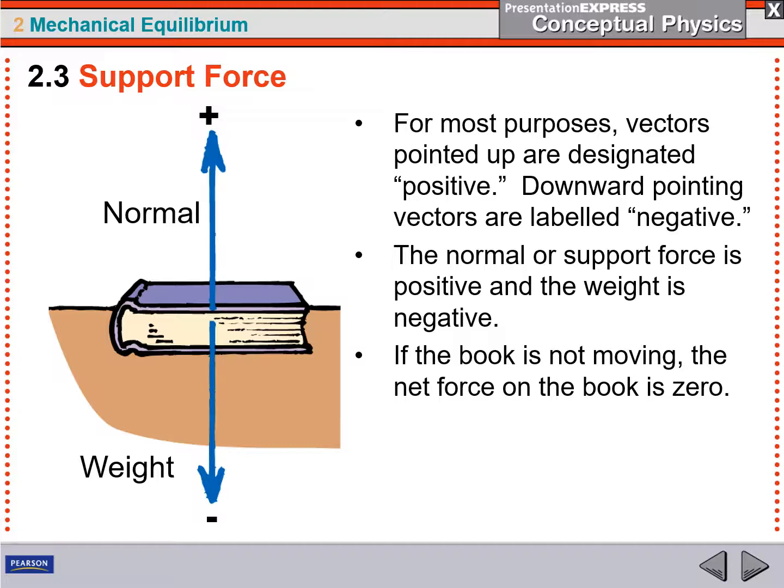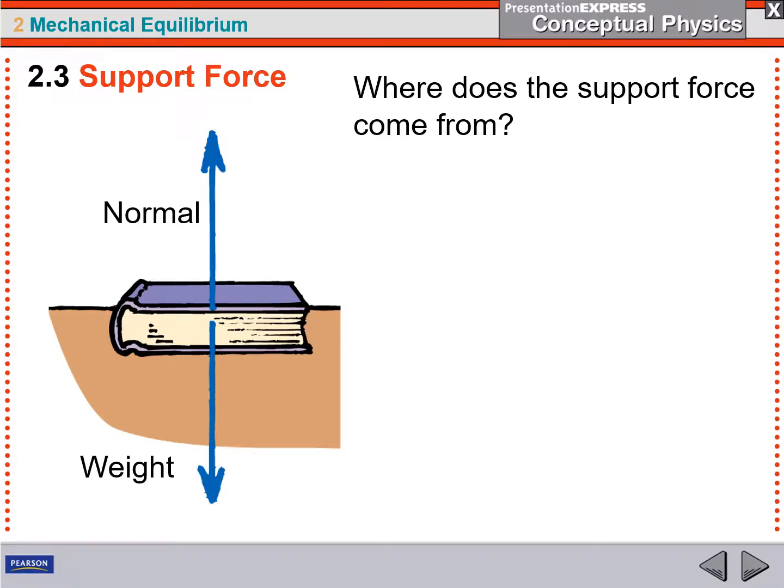If the book is not moving, then the net force on the book must be 0. The normal and the weight must have the same size, just opposite directions. Mathematically, we could say the sum of the forces, normal plus weight, equals 0. As I mentioned earlier, it's hard to imagine that the table can actually be exerting a force since it doesn't have a brain and it doesn't have muscles.